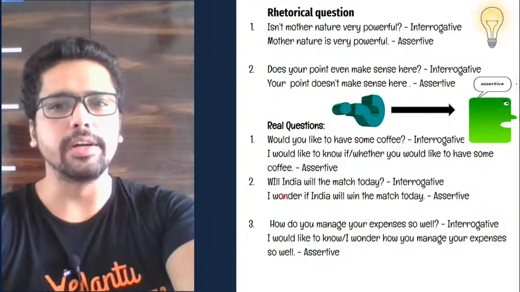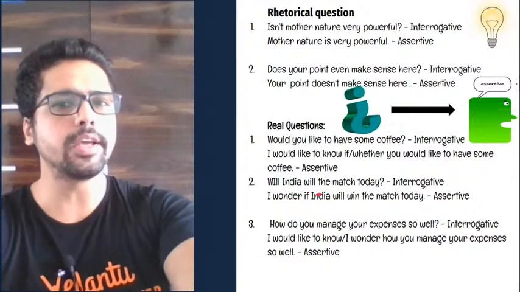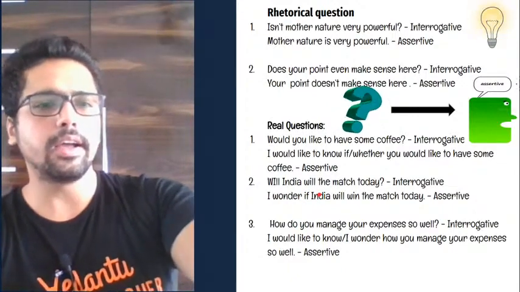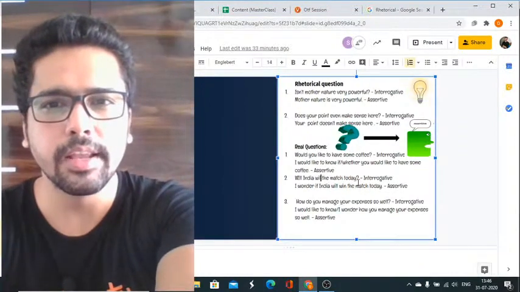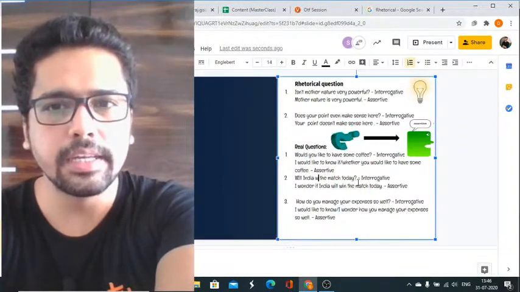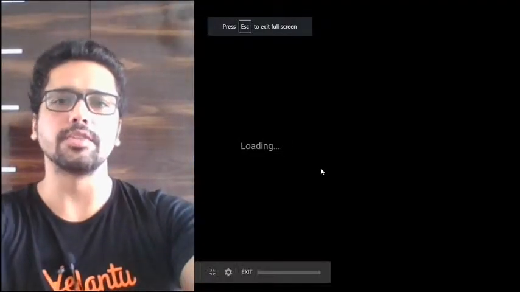Look at the second one here. Will India win the match today? Okay, there is a typo here, so I'll just change it right now. Will India win the match today? That's how it is here.